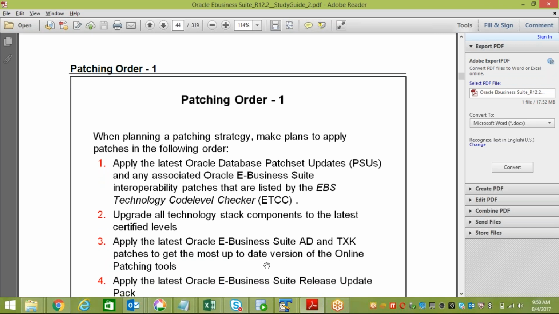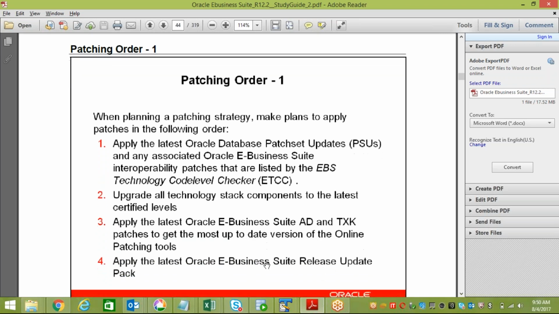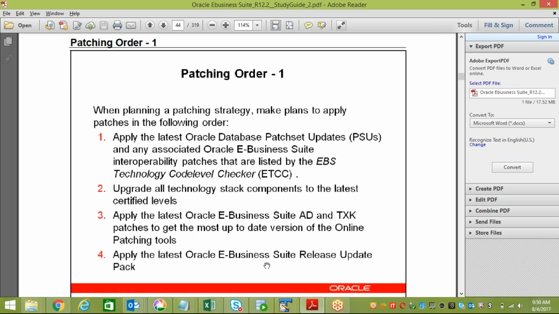So next, patching. When planning a patch strategy, make a plan to apply patches in the following order. Apply the latest PSU and associated e-business interoperability patches that are listed in the e-business technology stack. So first we need to make sure that you are up to date. For any e-business suite, first make sure you are up to date. Though you are up to date, if there is still an issue, then yes, we have to contact the Oracle people.